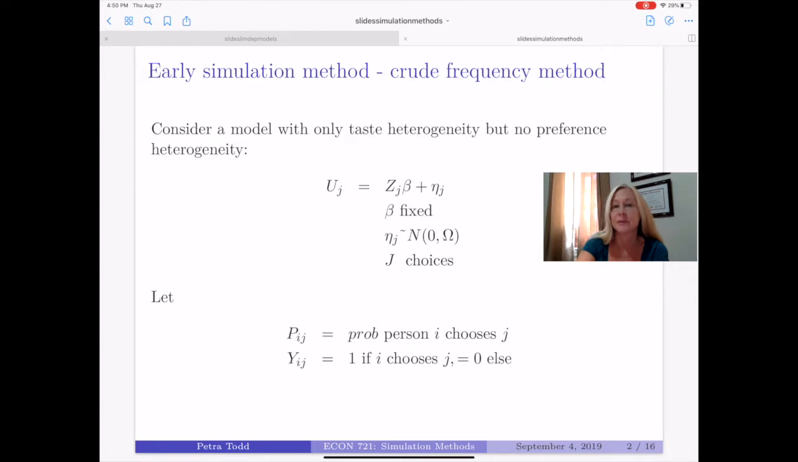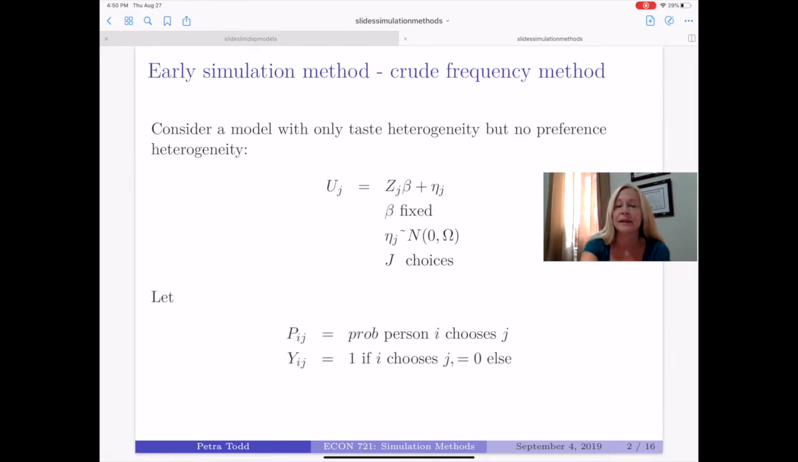This one actually doesn't work so well, but I think it'll give us some intuition for how it works, and then we'll go on to describe some other methods. Okay, so this is a random utility model where there's only taste heterogeneity and no preference heterogeneity. So what does that mean?